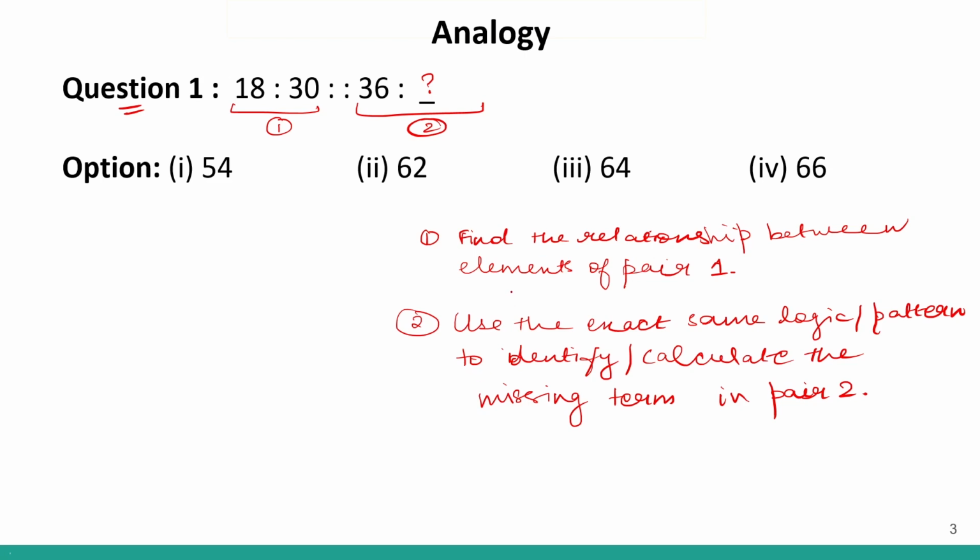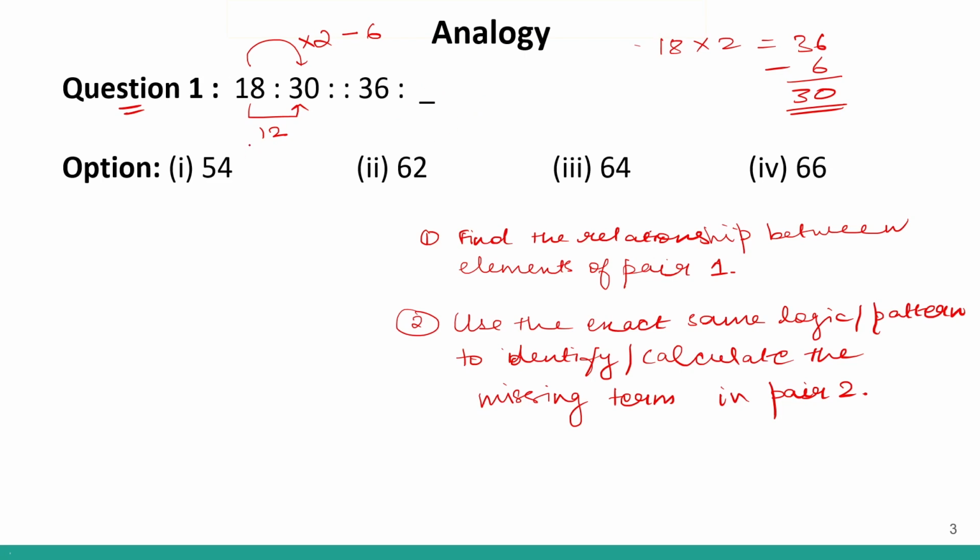Two steps. Correct? So between 18 and 30, what logic can you see? If I multiply 18 into 2, how much will I get? 18 into 2 will give me 36. And if I reduce 6, I will get 30. Correct? So between 18 and 30, this is one logic I can find. The other logic I can find is of difference. This is into 2 minus 6. The other logic is of difference. This is a difference of 12. Correct? There is a difference of 12.